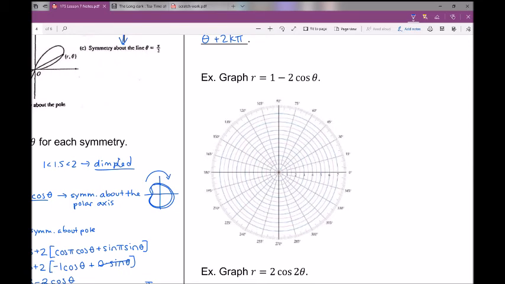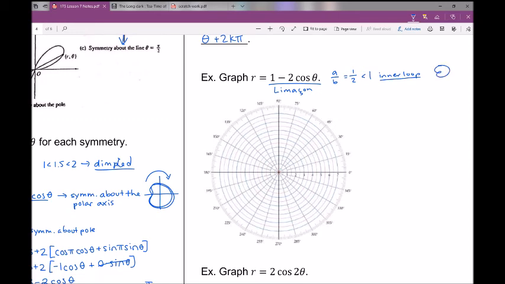Right off the bat, if you notice the form of the equation, we can say that this is a limaçon. But then we need to figure out what kind of limaçon this is. So we need to check the ratio a over b. In this case, we get 1 over 2, which is less than 1. Because this is less than 1, we know that it has an inner loop. So this will be an inner loop limaçon, so it's going to look something like that.